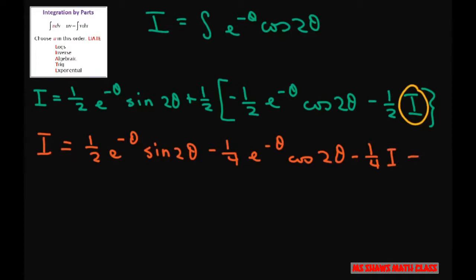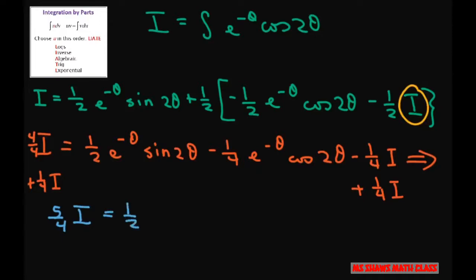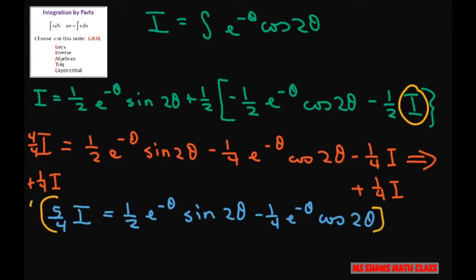Now what we want to go to is we're going to write this. We're going to add 1/4 I to both sides of the equation. So in this case, this would be 4/4. So what we end up getting is 5/4 I equals 1/2 e to the negative theta sine of 2 theta minus 1/4 e to the negative theta cosine of 2 theta. And for the next slide, what I'm going to do is multiply everything through by 4/5, which would just give me your integral.